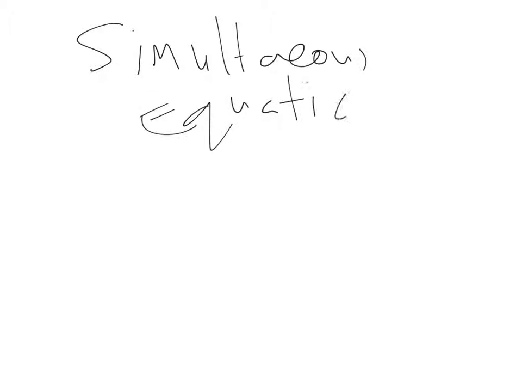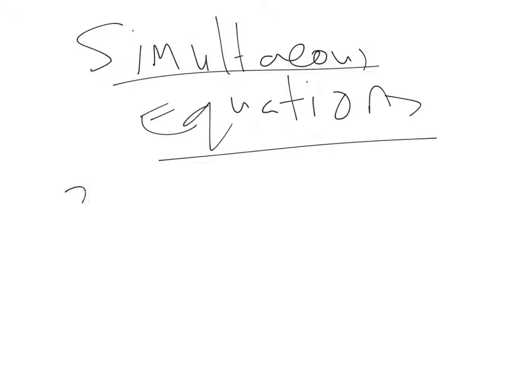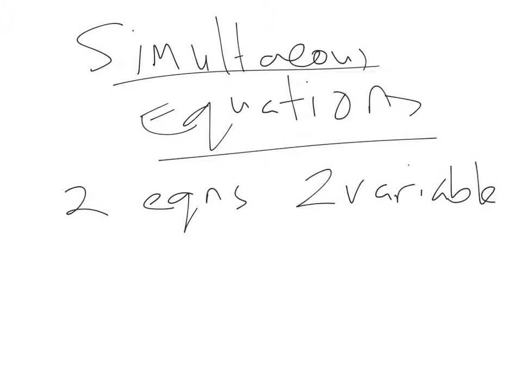Simultaneous equations. In simultaneous equations, we have two equations for two variables, normally x and y. So we might have something like 2x plus 3y equals 5, and we might have x minus 2y equals negative 1.